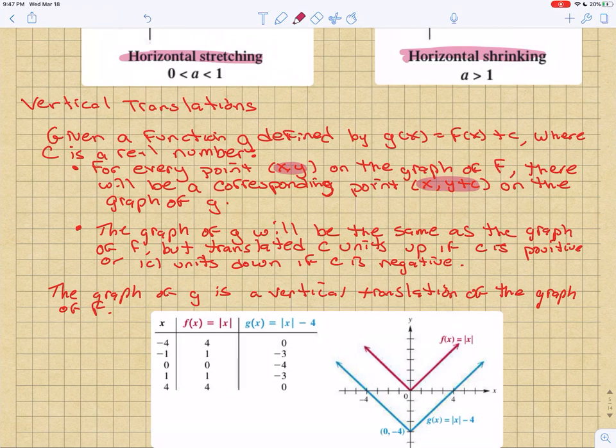All right, so what's neat about this is when we get to the point where we have to translate, I could start just looking at the x or the y values and start manipulating them based off the translation type. It says the graph of g will be the same as the graph of f, but translated c units up if c is positive, or the absolute value of c units down if c is negative.